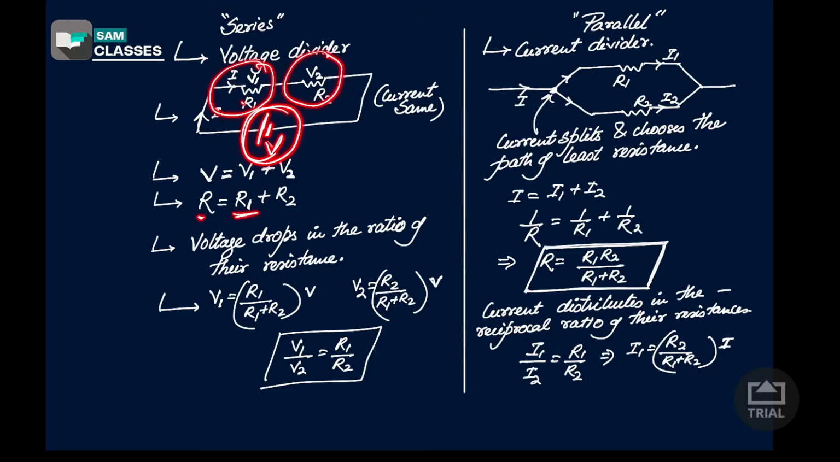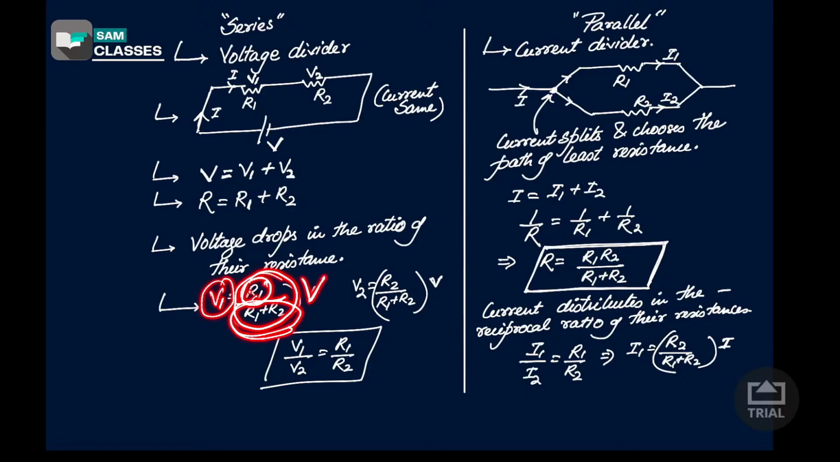Now R is equal to what? In series, R1 plus R2. Directly we know, voltage drops in the ratio of the resistance. If I want to find V1, voltage V1 is equal to R1 resistance divided by total resistance into V voltage. Clear everyone? This one is a very helpful part. This one is important. Do mark it, okay?